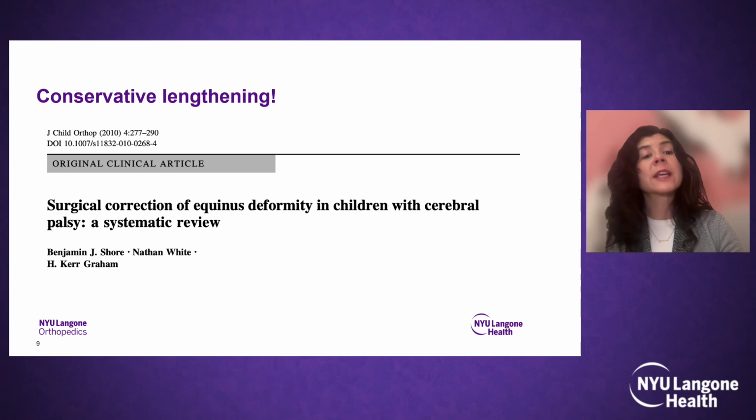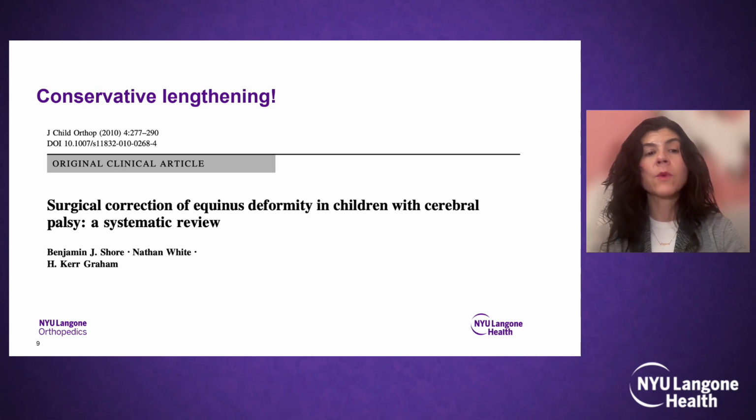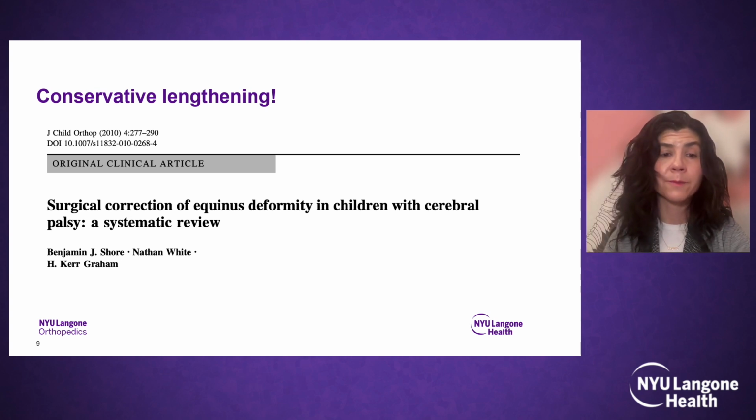The best paper looking at this is one by Ben Shore that now I can't believe is almost 15 years old, a systematic review of surgical correction of equinus in children with cerebral palsy. They showed that children under 8 who have an Achilles lengthening will have a very high rate of recurrence, and that over lengthening is quite common. And so you should always err on the side of making them a bit tighter as opposed to a little bit looser.